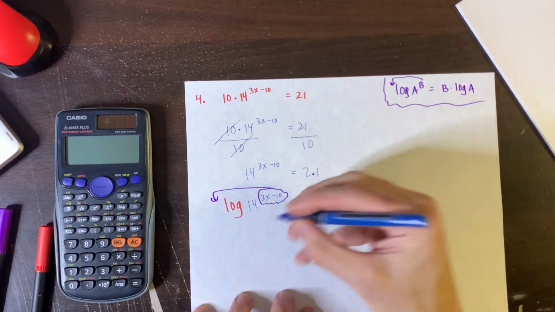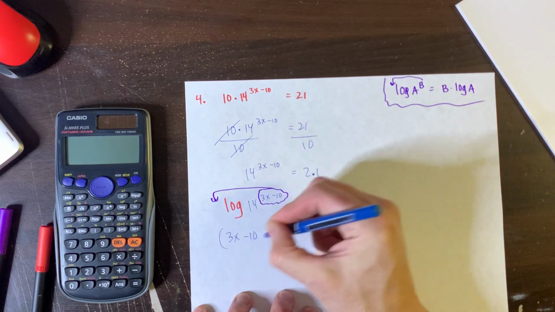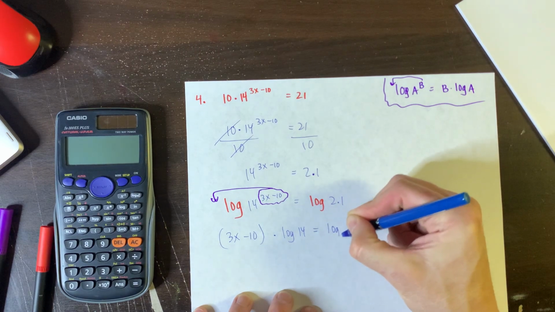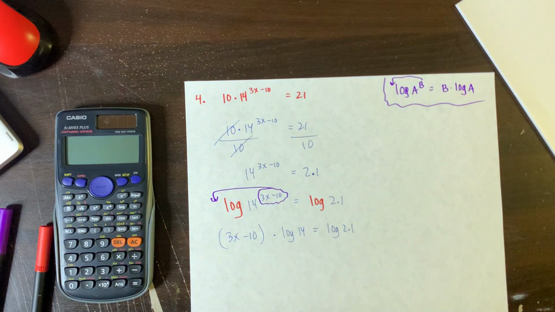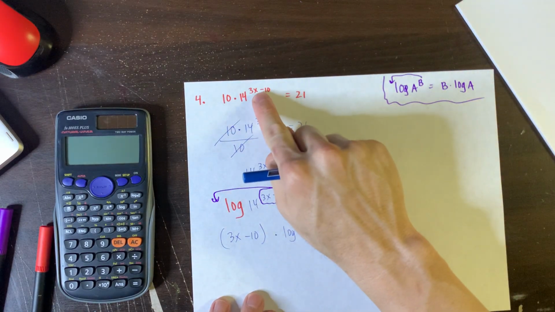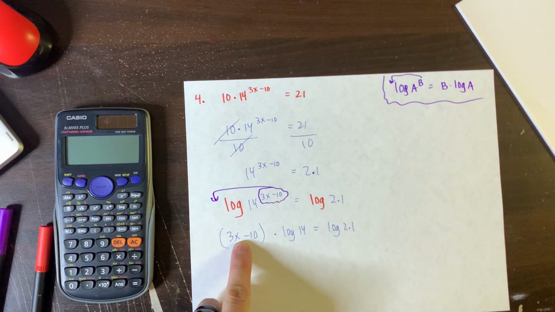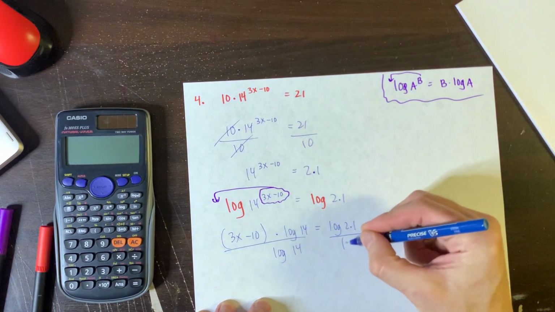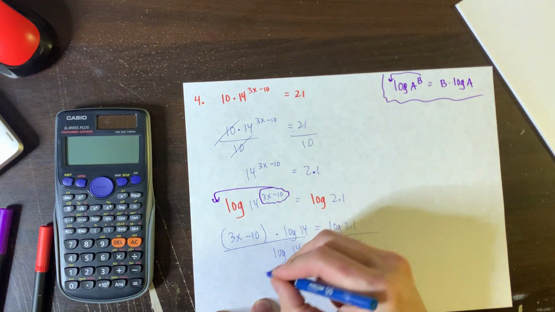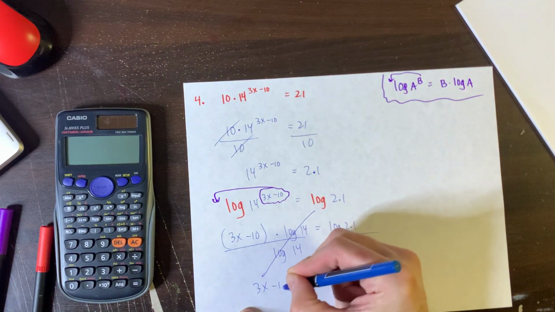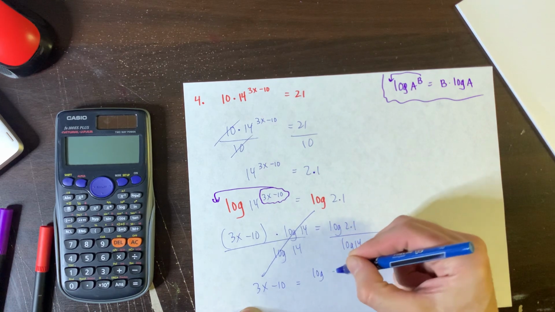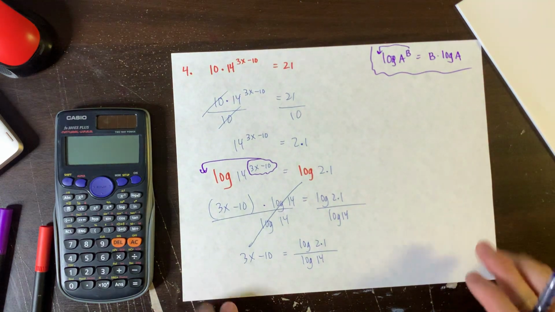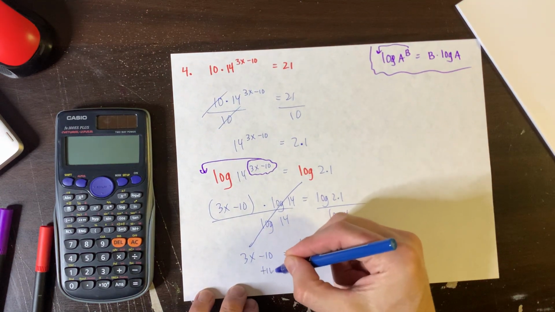And if you do that, it'll be (3x minus 10) times log of 14 equals log of 2.1. What are we trying to do? From the very beginning, we've been trying to solve for x, and we can get x alone. What I would do, I would divide both sides by log 14, because these knock out. So I have 3x minus 10 equals log 2.1 over log of 14. Now I want x alone, so let me add 10.